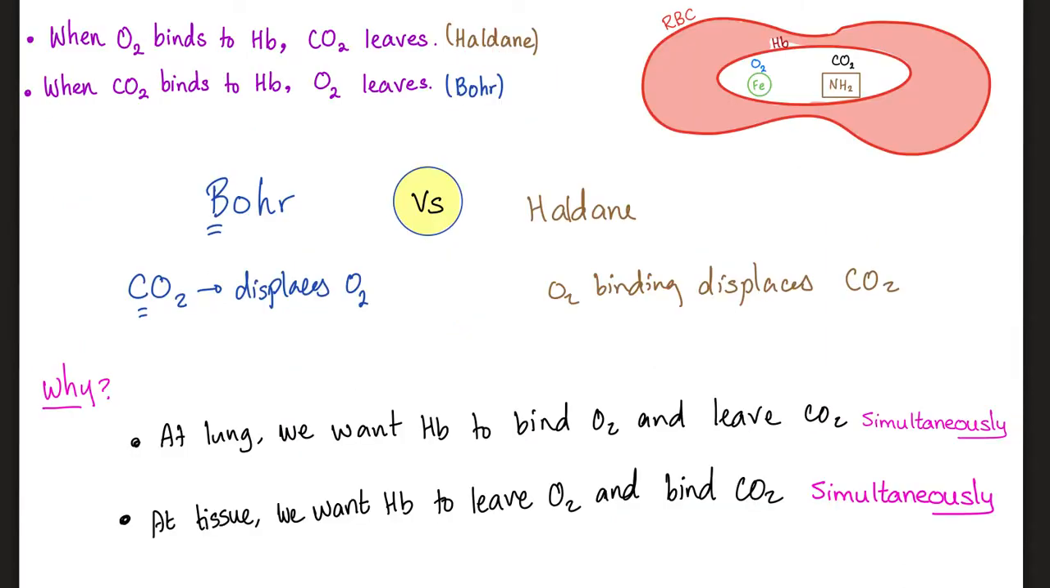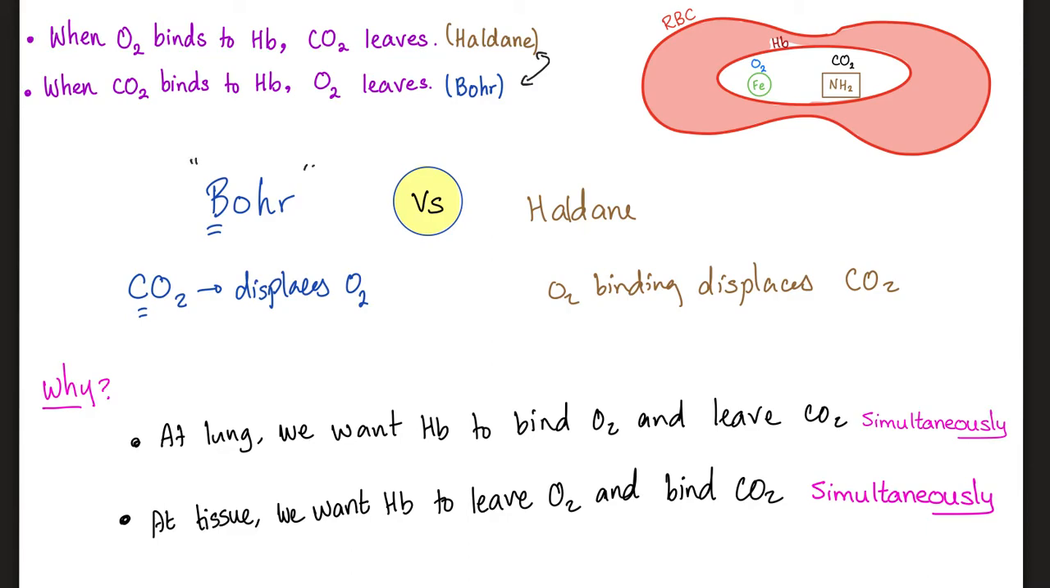Let's talk about the Haldane effect and the Bohr's effect. When oxygen binds to hemoglobin, CO2 tends to leave the hemoglobin. This is the Haldane effect. But when CO2 binds to hemoglobin, oxygen tends to leave the hemoglobin. This is called the Bohr's effect. Some of you will say, oh, this kind of saying the same thing. You're as naive as the B lymphocyte before it recognizes the antigen. No, it's not the same thing. They are close, but they are not the same.